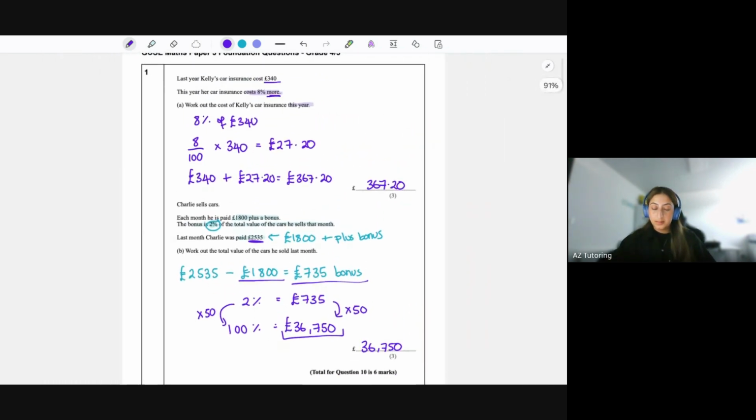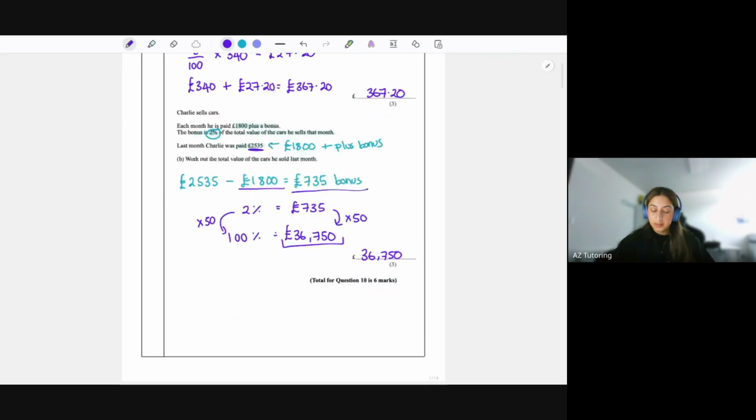So altogether, that's a 6-mark question. It's all about reading the question, really. If you can read it and understand the question, it's just simple, either multiplying, dividing, adding, or subtracting.